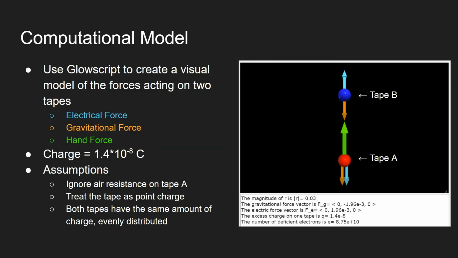By looking at the computational model using GlowScript, we were able to create a visual model of the forces acting on two tapes. As you can see, the blue arrow represents electrical force, and the orange arrow represents gravitational force, and the green arrow represents the hand force. And through the calculation in my GlowScript code, I was able to figure out that the charge was 1.4 times 10 to the negative 8 coulombs, which is equal to the previous slide that we mentioned before.